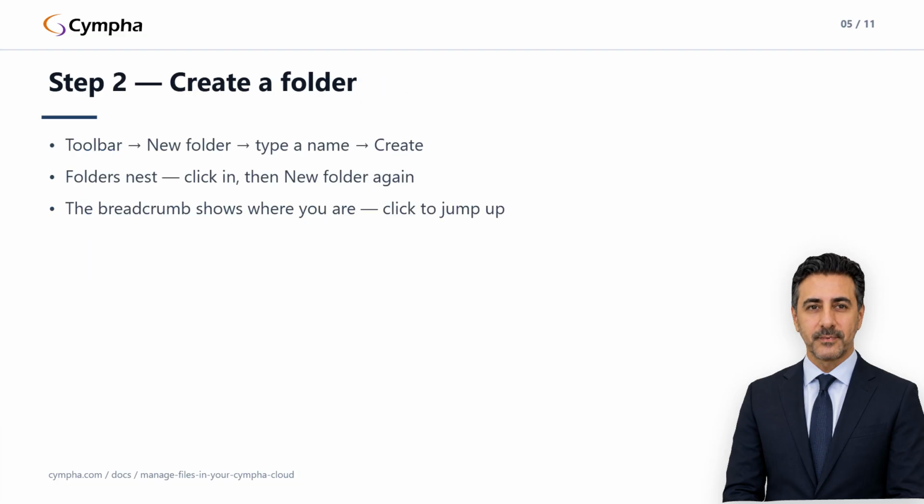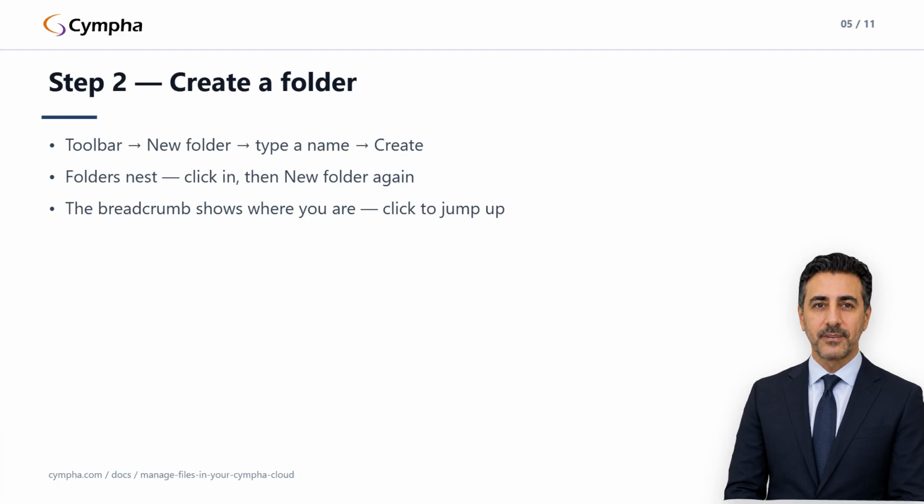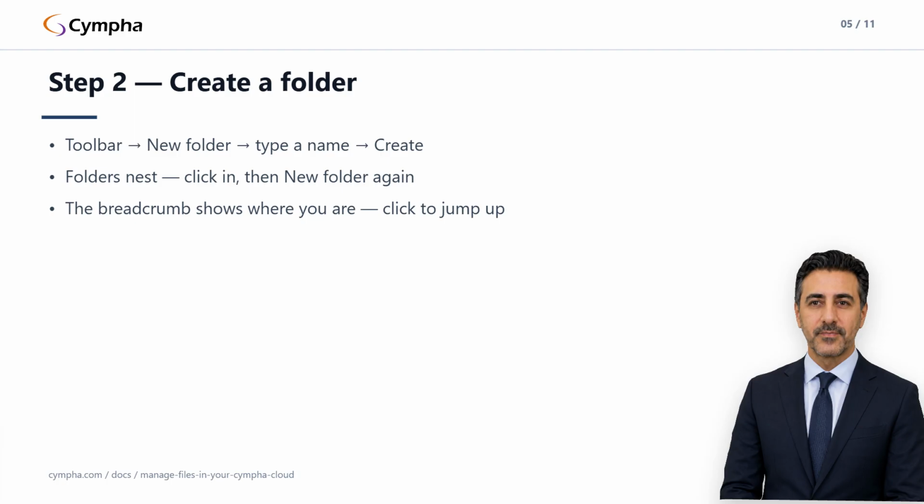Step 3. Uploads. Click Upload in the toolbar, right next to New Folder, and pick one or more files. You can multi-select in your computer's file picker, and Cympha uploads them one after another. While uploads are in flight, the button changes to show how many are uploading and disables itself, so you can't double start. Here's the detail that catches people. Each file lands in the folder you are currently browsing. There is no destination dialog. The file goes wherever the breadcrumb says you are. If it ended up in the wrong place, that's what the move step is for.